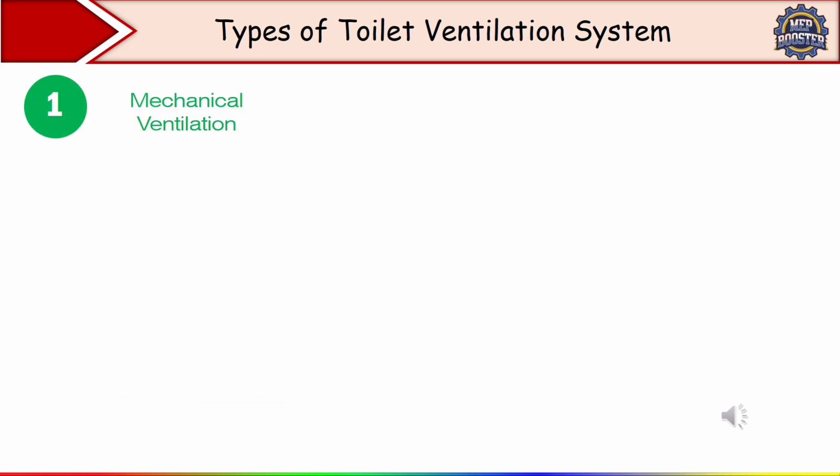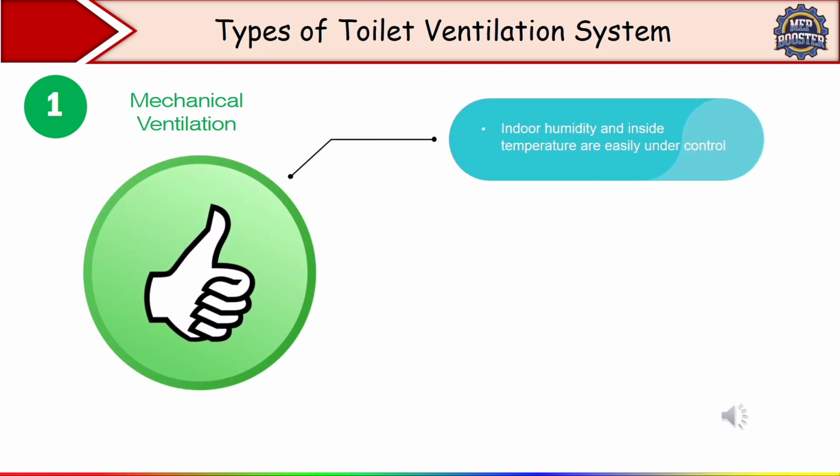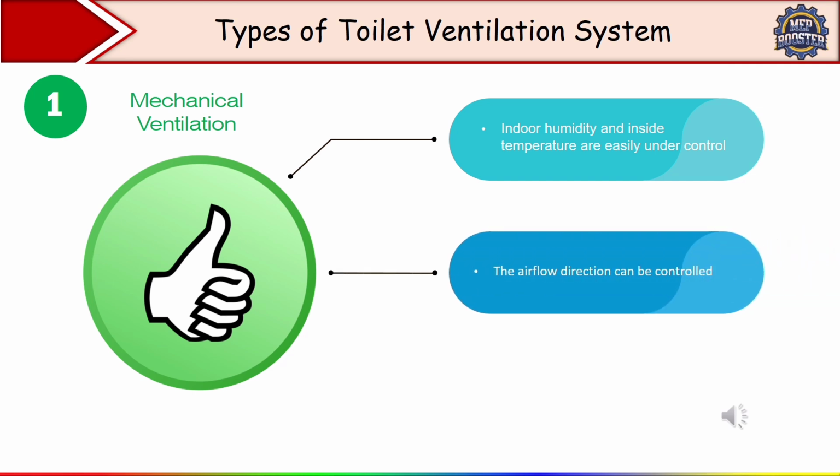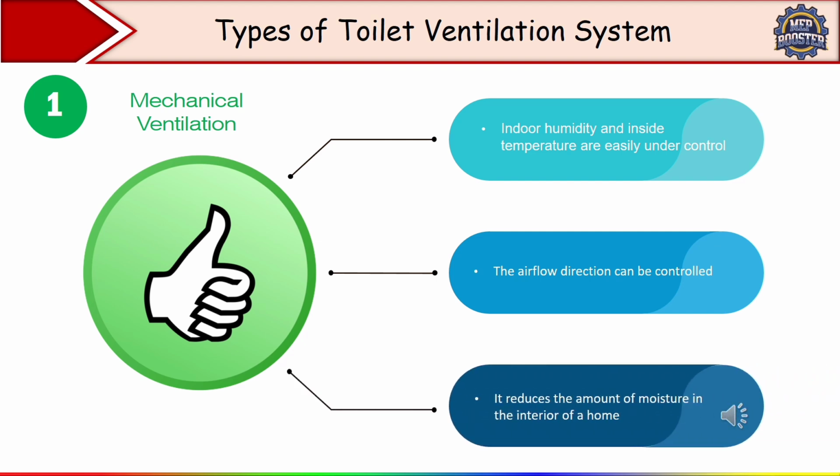Okay, now see here, what are the advantages of mechanical ventilation system? First, indoor humidity and inside temperature are easily under control. It means with the help of this ventilation, you can easily control the inside humidity, and the temperature level also. Second advantage, the airflow direction can be controlled. Yes, you can control it because we have a volume control damper. You can control the direction of the airflow rate also. Third advantage, it reduces the amount of moisture in the interior of a home. Okay.